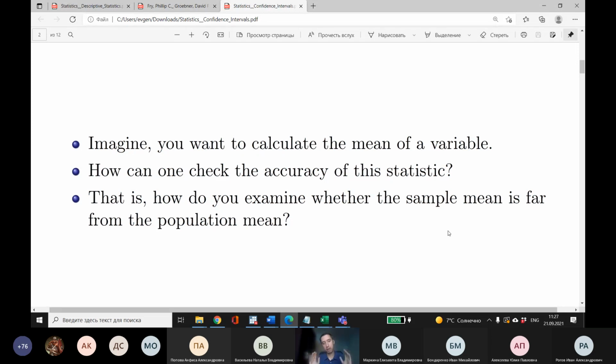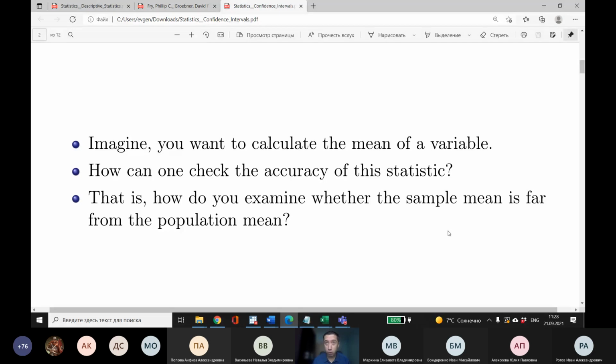Well, imagine you want to calculate the mean of a variable. I am sure all of you can calculate simple averages, right? I can give you a data set and you can immediately apply the average formula in Excel to calculate the mean. But how can one check the accuracy of these statistics?